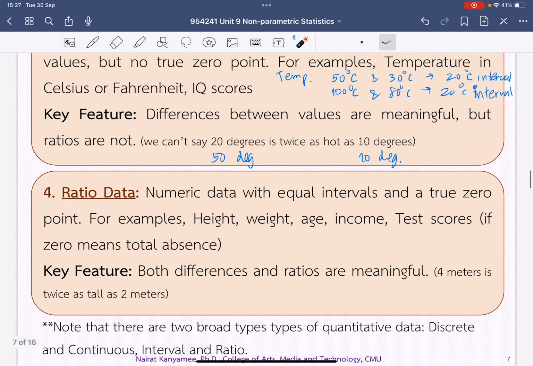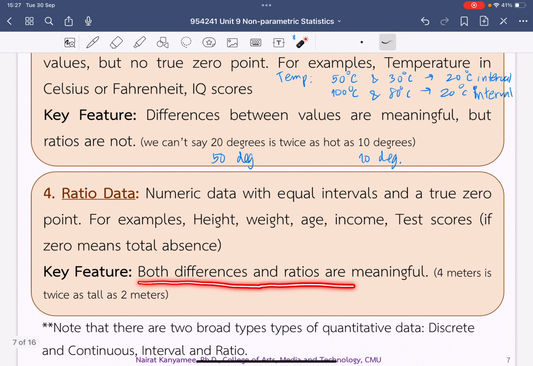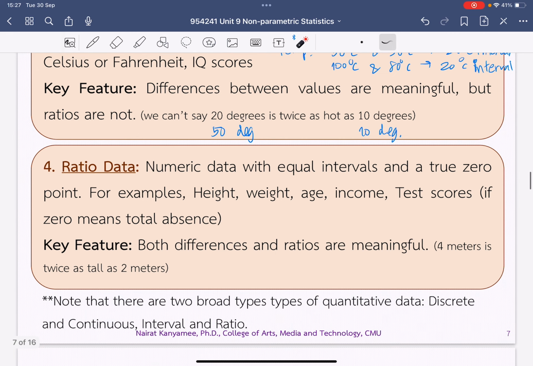So for ratio data, both differences and ratios are meaningful. When you say 4 meters is twice as tall as 2 meters, that's true. So the ratios are meaningful for this. We call it ratio data. Note that there are two broad types for quantitative data: they can be split as discrete and continuous, or as interval and ratio. But more likely, people split them this way for hypothesis testing.